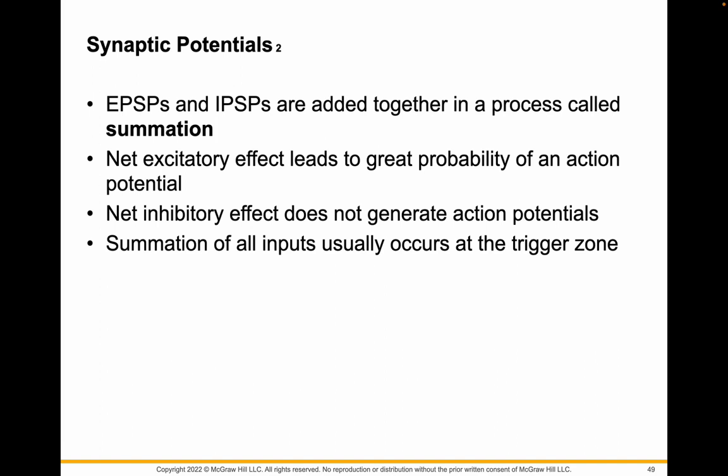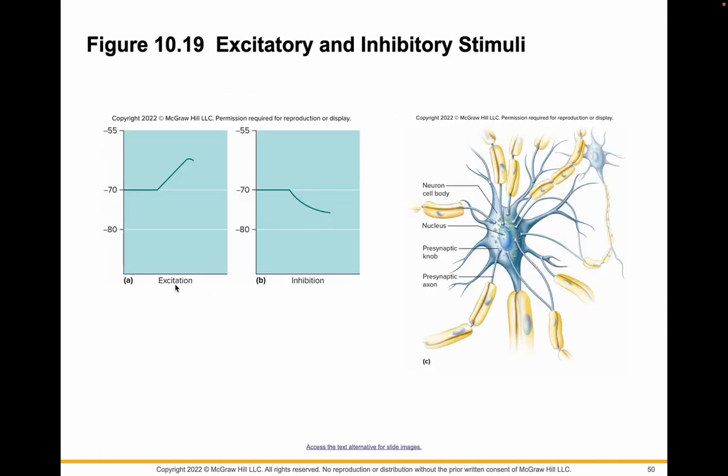There are a few ways to look at this. So this is what we're talking about. We're at rest, and an excitatory stimulus causes you to go towards negative 55, which is threshold. So it got close to threshold. An inhibitory stimulus, an IPSP, is going to move you away from threshold. So the odds of you getting here are much less.